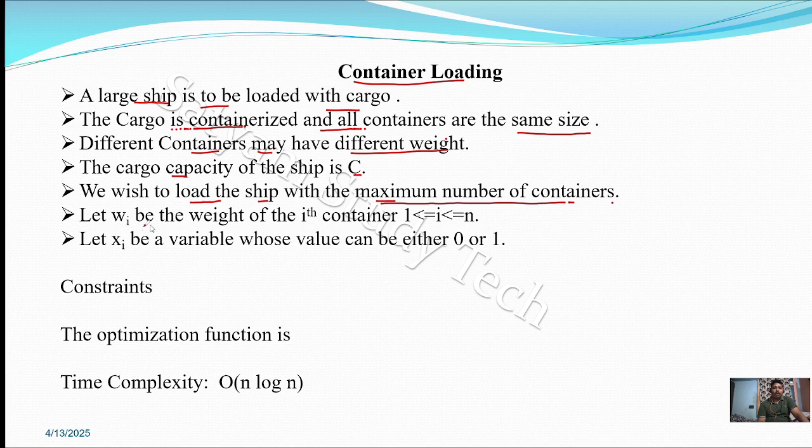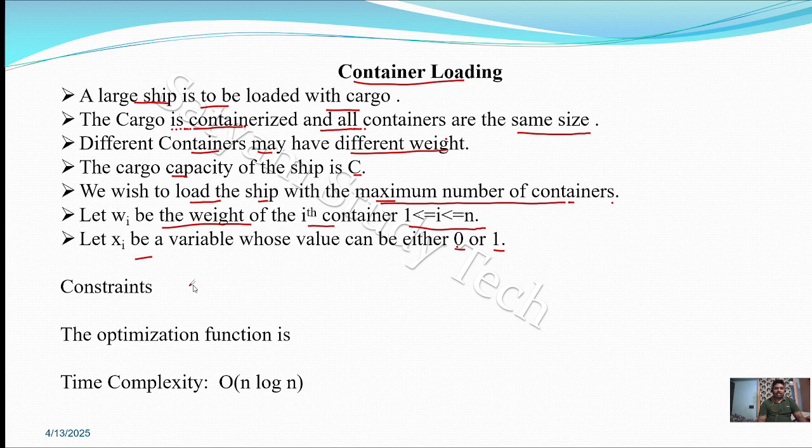Let Wi be the weight of the ith container, where 1 less than or equal to i less than or equal to n. Let xi be the variable whose value can be either 0 or 1. What is meant by 0 or 1? If we consider that container's weight, it is 1. If we do not consider that container's weight, it is 0. So the x value may be 0 or 1 here.